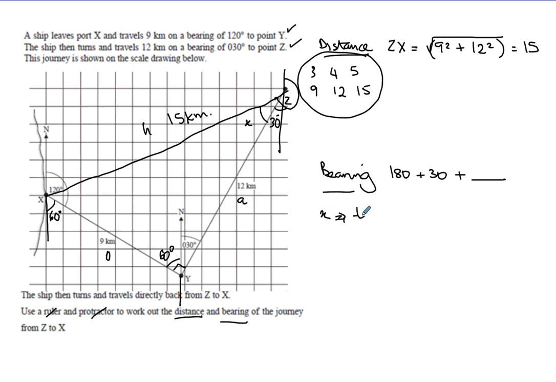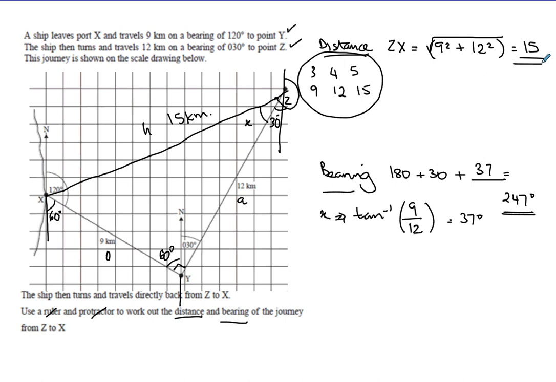So we'll go tan of which angle is O over A, and you get 37 degrees. And then you stick it in there, and your total would be 247 degrees. Okay, yeah, good.